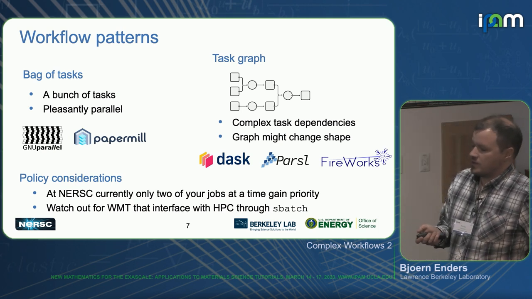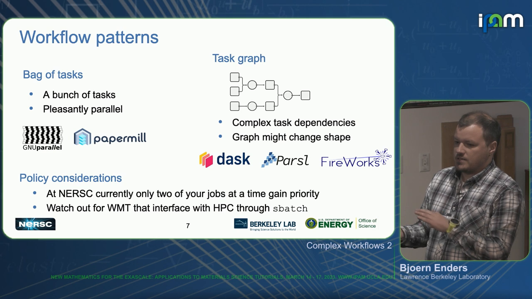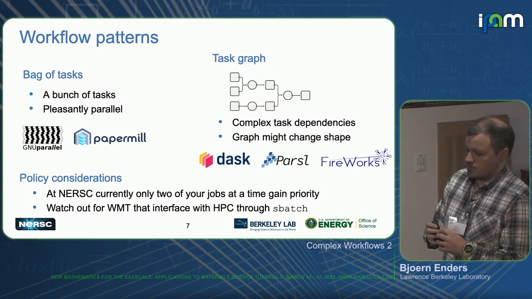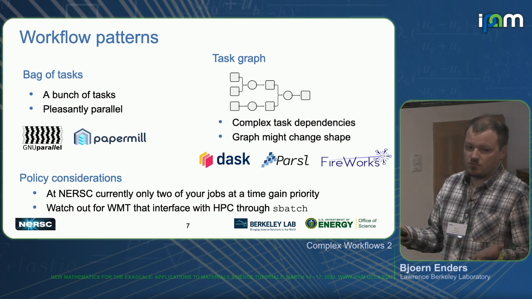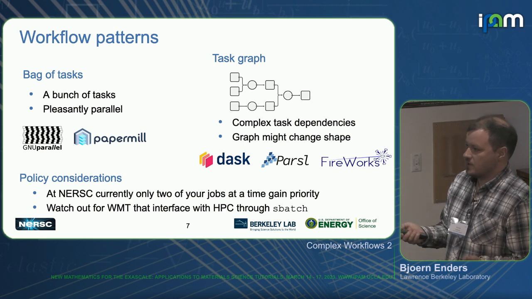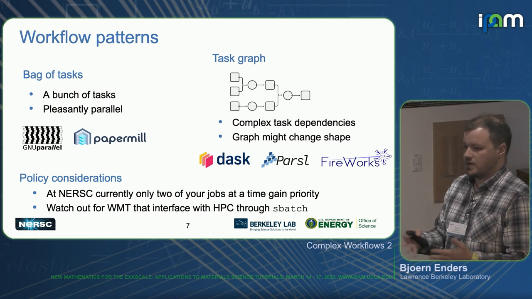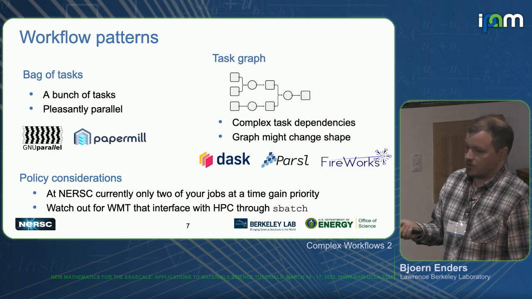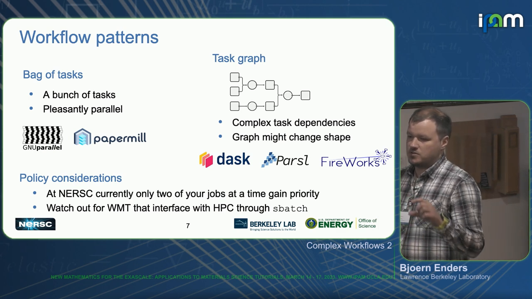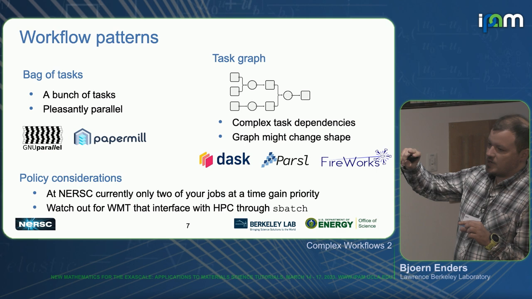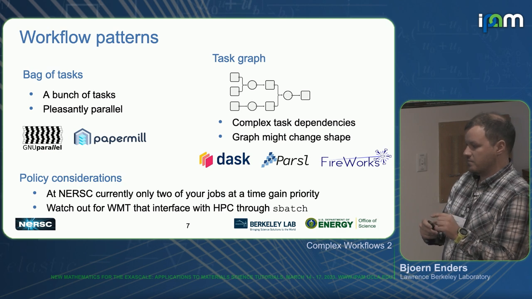But the important thing to know, and I think that came up yesterday, is that at NERSC we police the jobs at the scheduler level. When a job gets submitted, we don't know if it's part of a workflow or not, so we treat every job the same. We have this rule that only two of your jobs per constraint or per partition at a time gain priority. If you submit 100 jobs with sbatch, it means 98 jobs will wait, while two jobs will gain priority and will be scheduled eventually. Only when they run will the next two jobs gain priority.